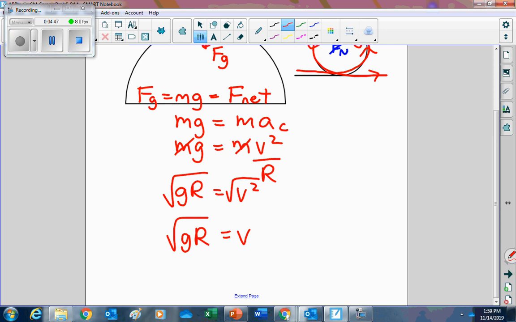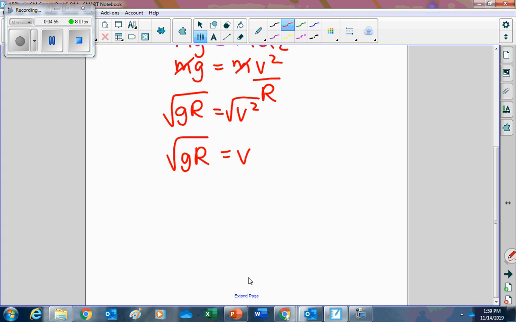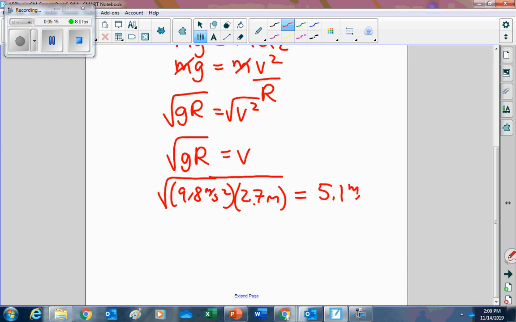that the cyclist needs to go at in order to stay going in that circle of that radius, which turns out to be, if you calculate that, when you plug in 9.8 and 2.7, then you get 5.1 meters per second. Okay.